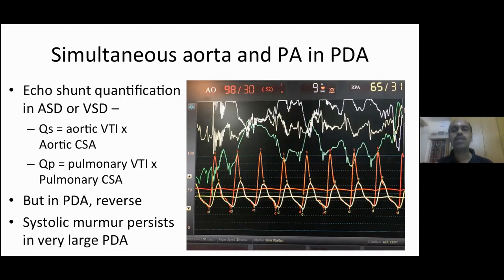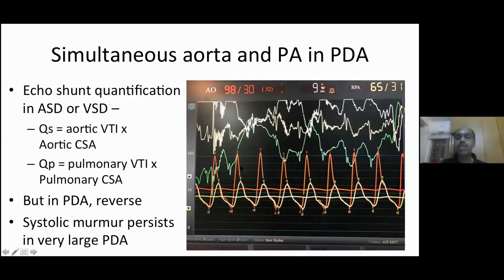So what does that mean? LV stroke volume is higher than the RV stroke volume in a patient with PDA and hyperkinetic PAH. Higher LV stroke volume will cause a higher LV systolic pressure and higher aortic systolic pressure. So aortic systolic pressure will be higher than pulmonary artery systolic pressure in large hyperkinetic PAH associated with a large PDA.